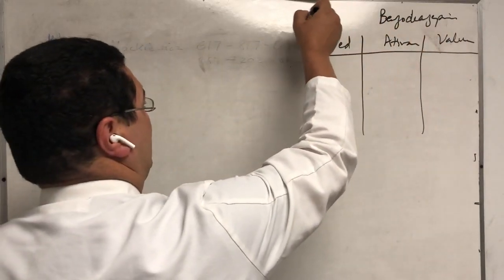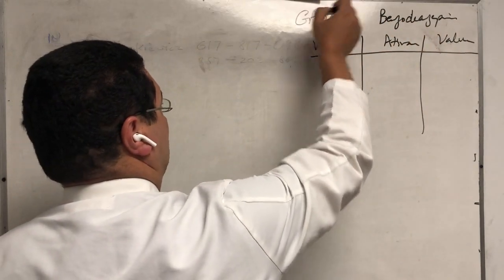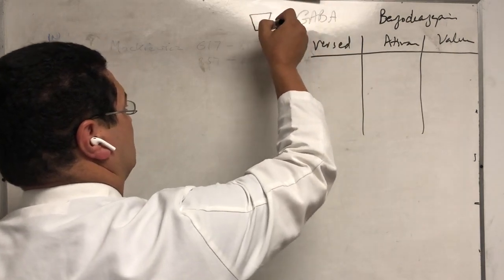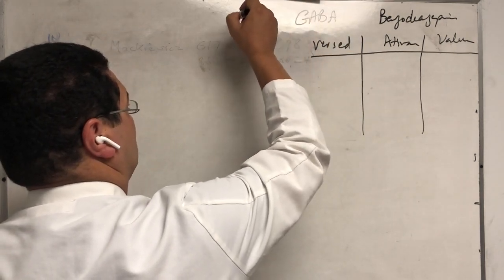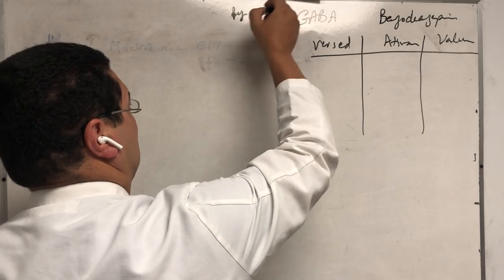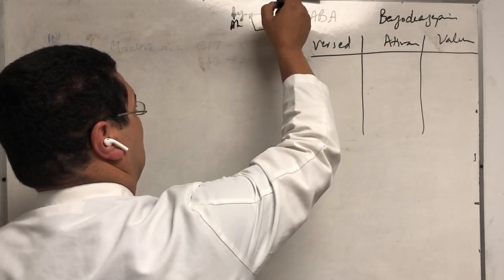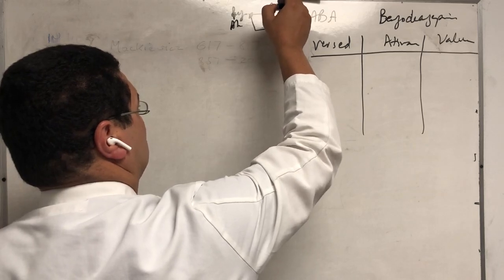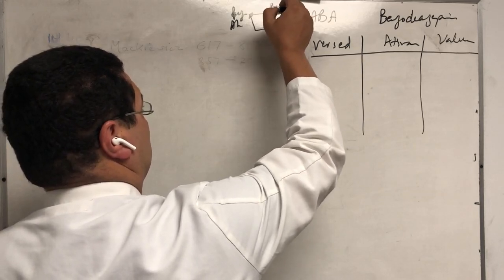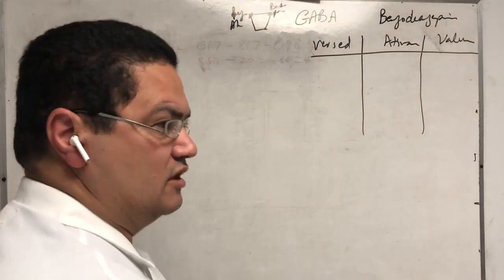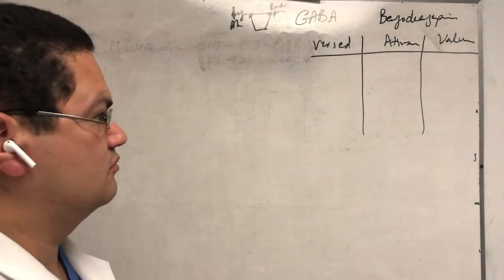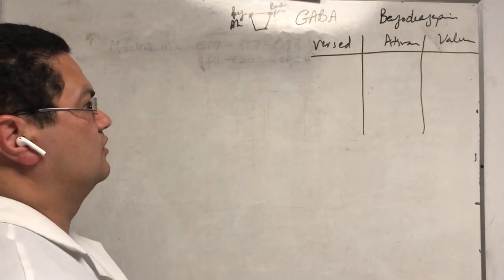So benzos work on the GABA receptors, obviously. GABA receptors have two binding sites, by the way. One for the GABA, one for the benzos, for example, and the other for alcohol, and the other one is for barbiturates and propofol. So they all bind to the same receptor, but from two different binding sites in the same receptor.